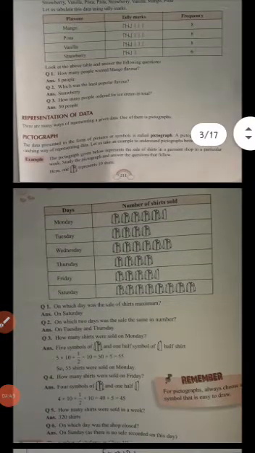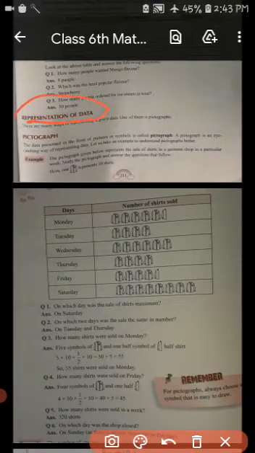Representation of data. There are many ways of representing given data. One of them is a pictograph. Data represented in the form of pictures or symbols is called a pictograph. A pictograph is an eye-catching way of representing data. Let us take an example to understand the pictograph. Example: the pictograph given below represents the sale of shirts in a garment shop in a particular week. Study the pictograph and answer the following.